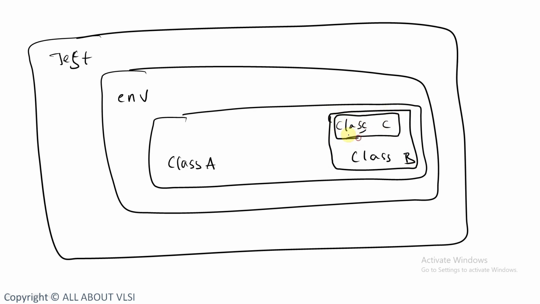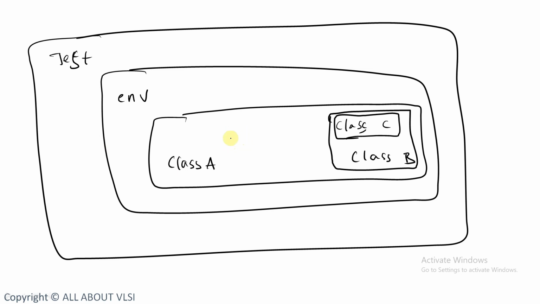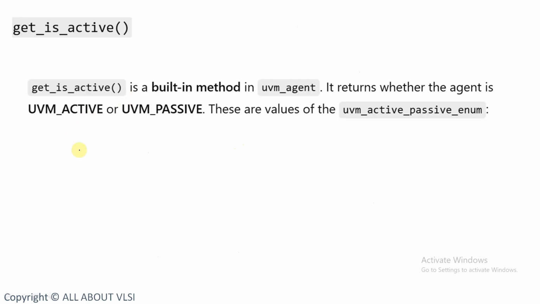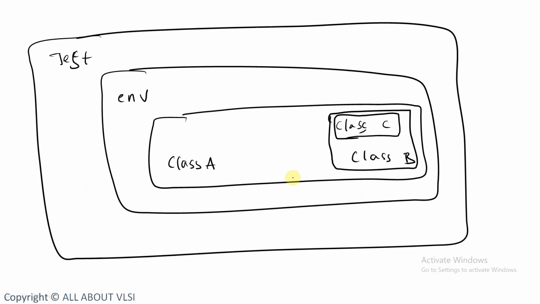This subclass C will be created on the basis of one signal. Let's say that signal is CTRL, that is control. If control is equal to 1, then class C will be created, and if control is equal to 0, then class C is not created. This is our requirement: if control is equal to 1, class C is created, and if control is equal to 0, class C is not created.